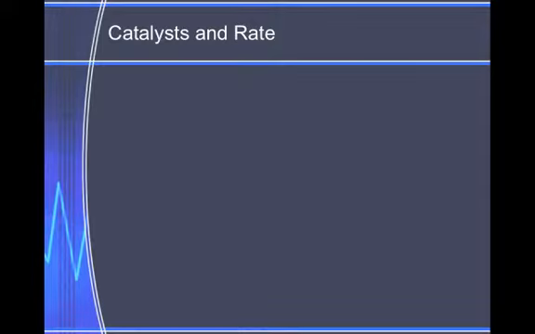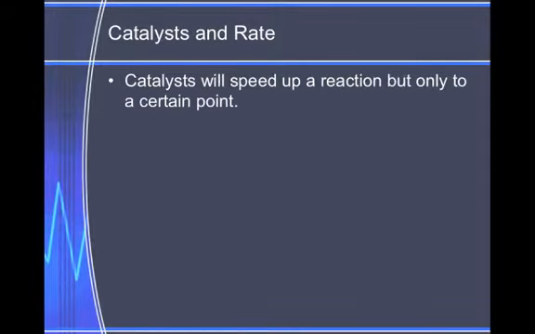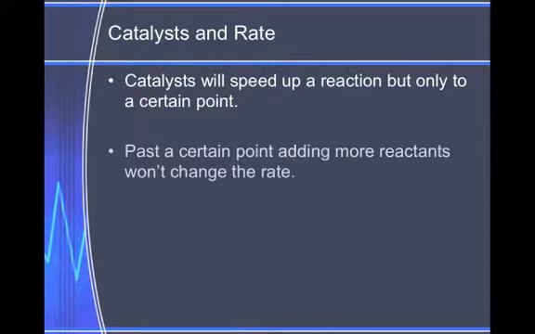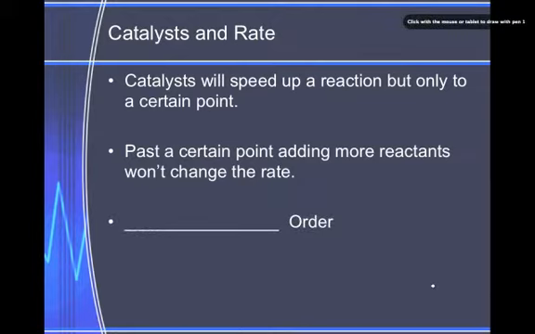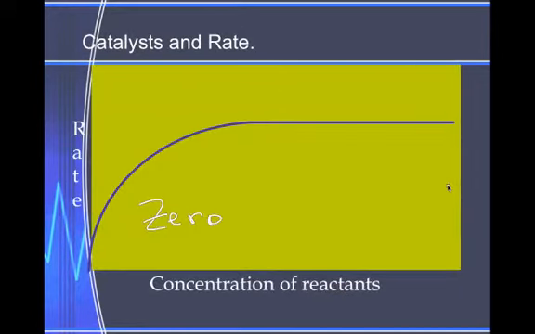Now let's look at the effect of the catalyst on the rate of reaction. Catalysts will speed up a reaction, but only to a certain point, because once you get past a certain level, adding more reactants won't change the rate, because the catalyst is considered to be zero order in the rate law. The catalyst doesn't really count. So you use up all of your active sites on the catalyst, and you're going to level out your speed.